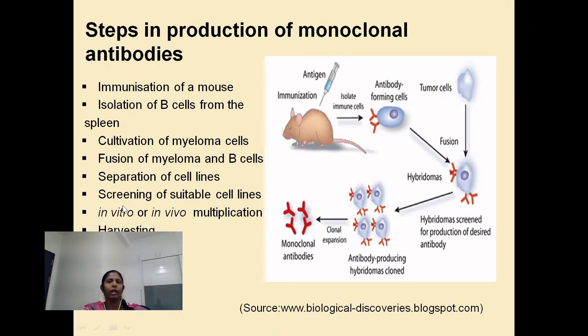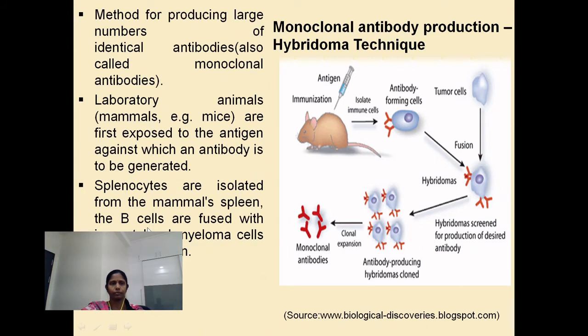These are the major steps in the production of monoclonal antibodies, which involve immunization of a mouse or any other experimental mammal, isolation of the B cells from the spleen of the immunized animal, parallel cultivation of the myeloma cells of the same species, followed by fusion of the myeloma cells and the B cells, separation of these cell lines, screening of suitable cell lines which produce antibodies of required specificity, followed by in vitro and in vivo multiplication of the selected cells and harvesting of the monoclonal antibodies. Let us have a look at this procedure in a little more detail.